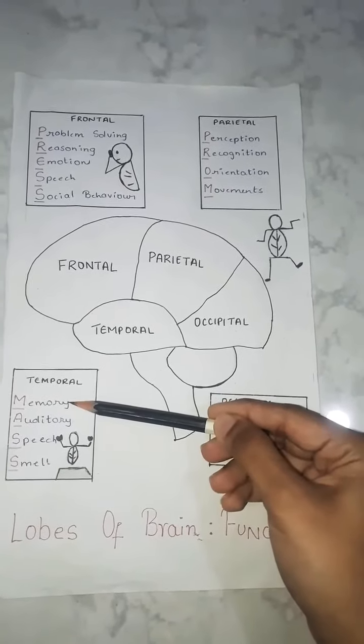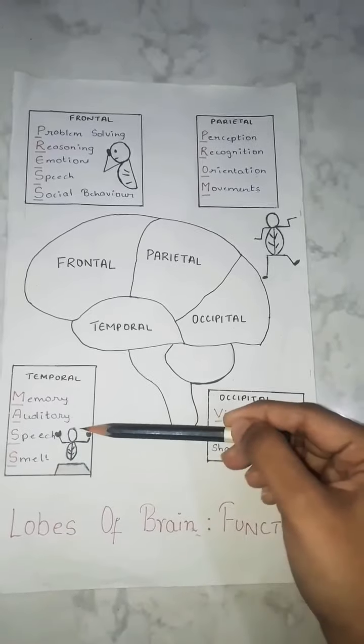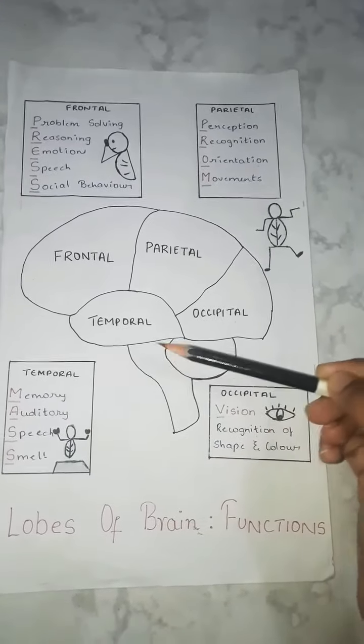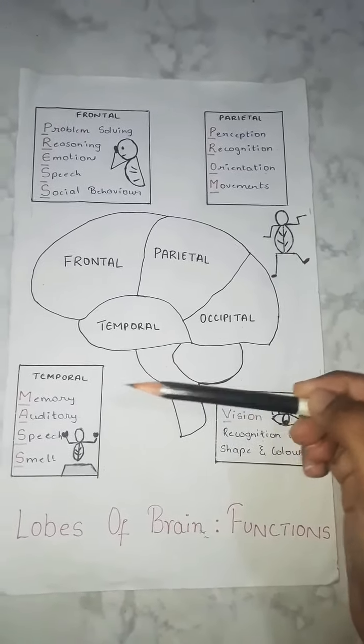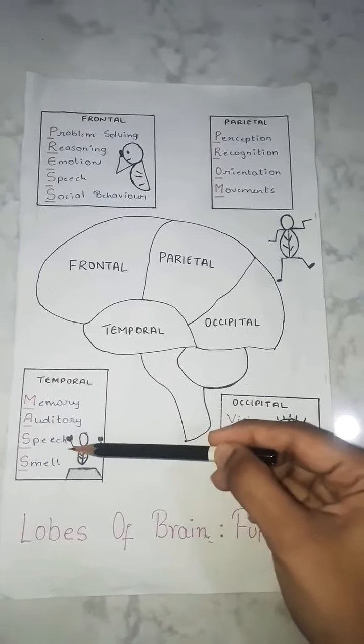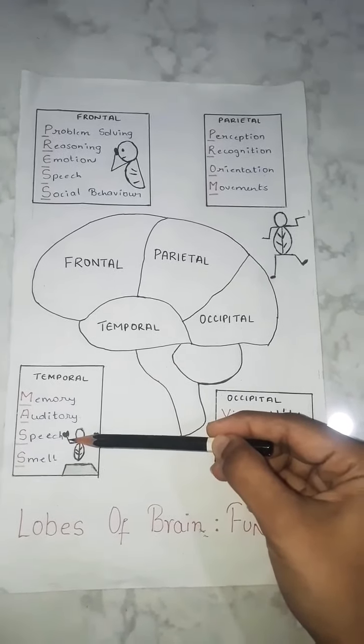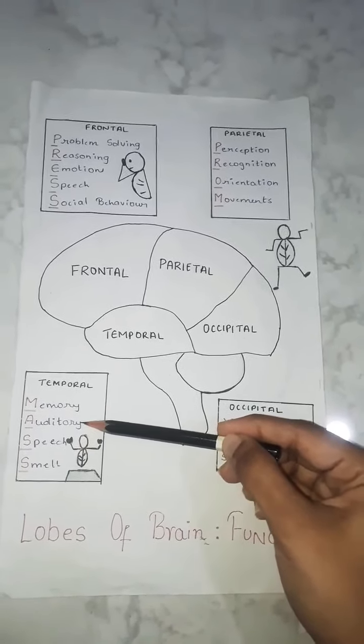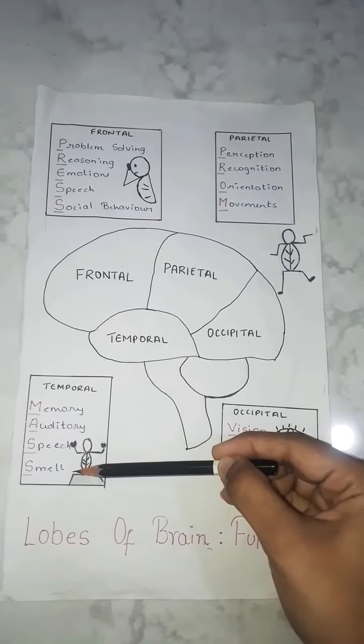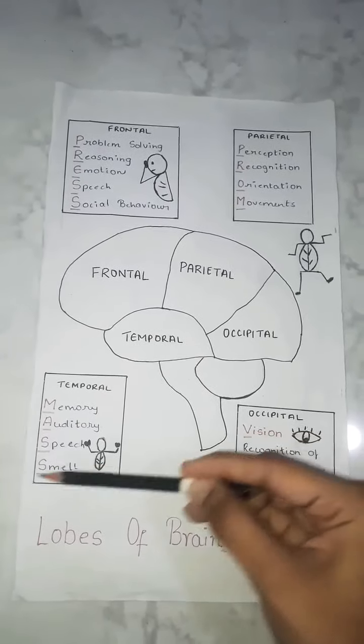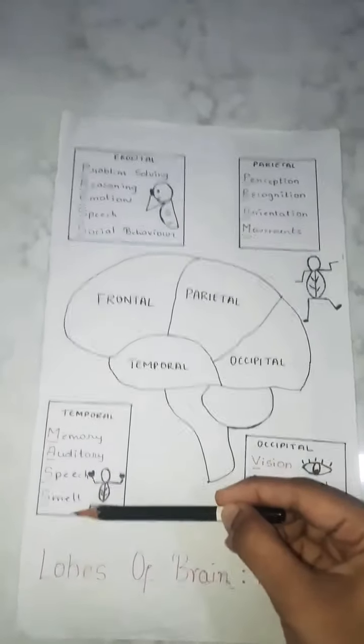M stands for memory. Now for MASS, you have to remember that the priest is preaching a sermon. So the priest is going to speak, which means S for speech. After speech, you are going to hear the sermon, which is auditory, and then you are going to smell the scented candles, which is S for smell.